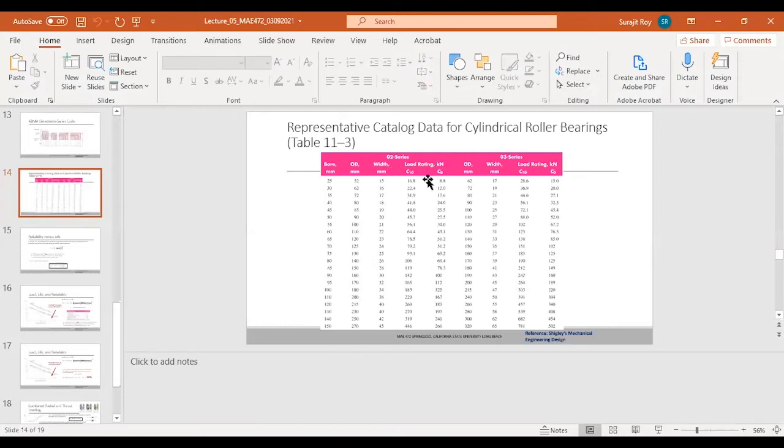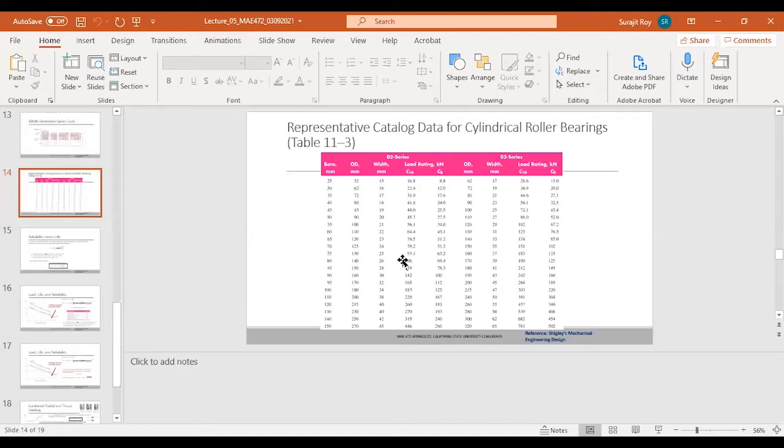This snapshot, this figure, is one page of our bearing manufacturer catalog. When we have to select a bearing for a given application, we need to figure out the C10 load that we will need for our requirement. Once we know what that C10 load is, we have to go to the bearing manufacturer's catalog and see which C10 load caters to our requirement.